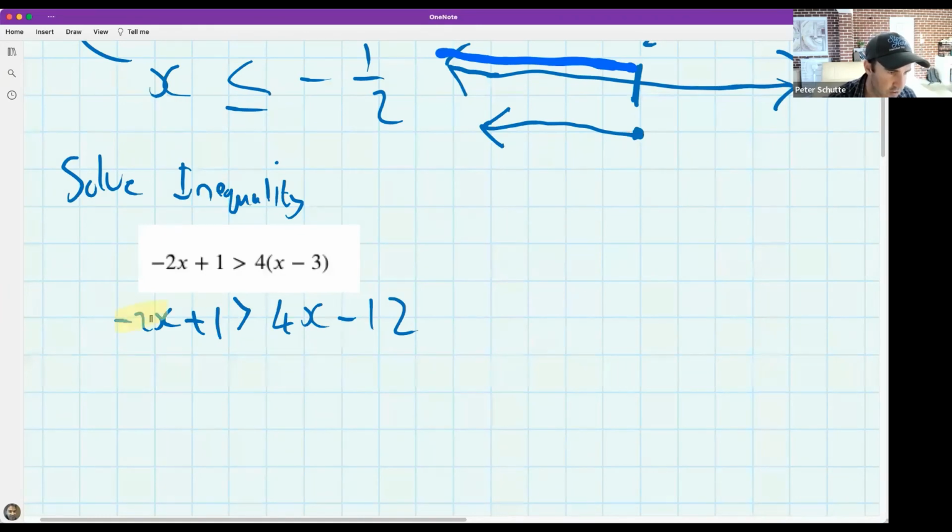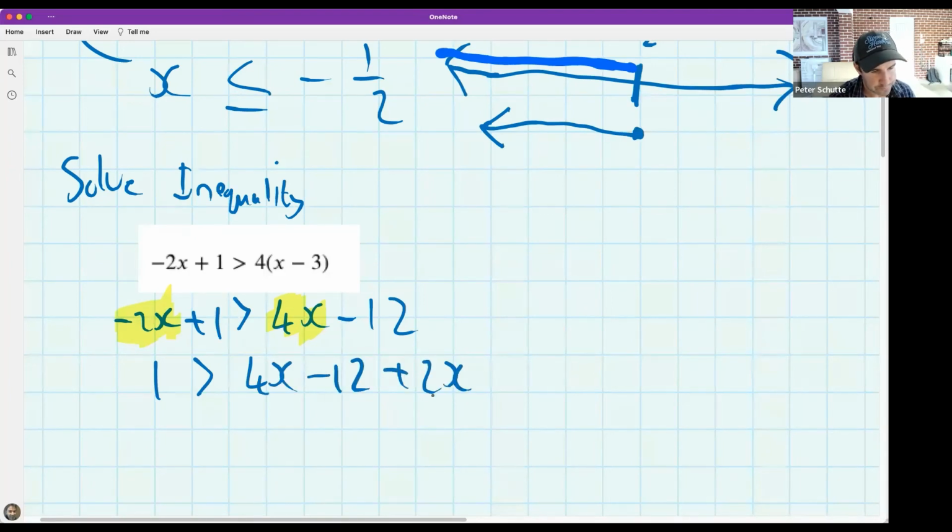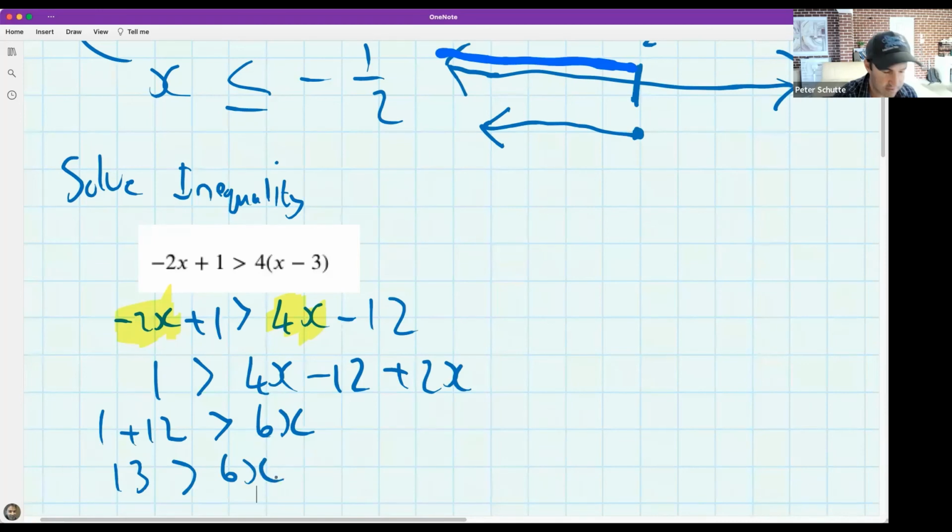Now, what I'm going to do first is deal with the x's first. If I add 2x to both sides, and I'm not writing this in, I'm just balancing the equation, I'm going to get 1 is greater than 4x minus 12 plus 2x. Then I'm going to add 12 to both sides, and I get 1 plus 12. There's many ways of doing this. Then I get 13 is greater than 6x.